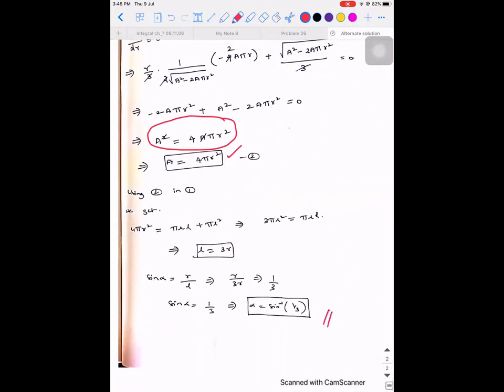Clear, sir. Clear, right? Yeah. I told you, it's a slightly lengthy problem, but be careful while solving it. Can you share the solution? Yeah, I'll do that. Thank you, sir. Yes, sir. Thank you, sir.